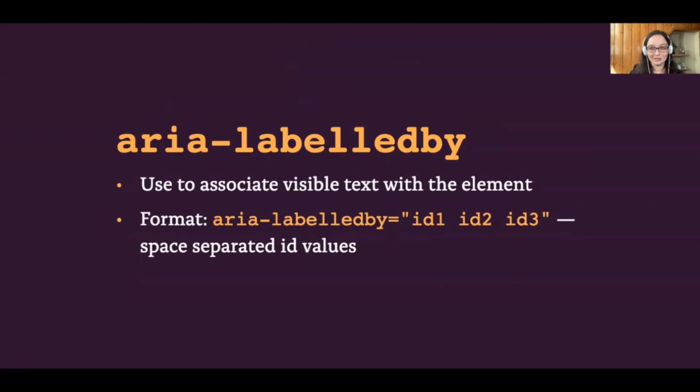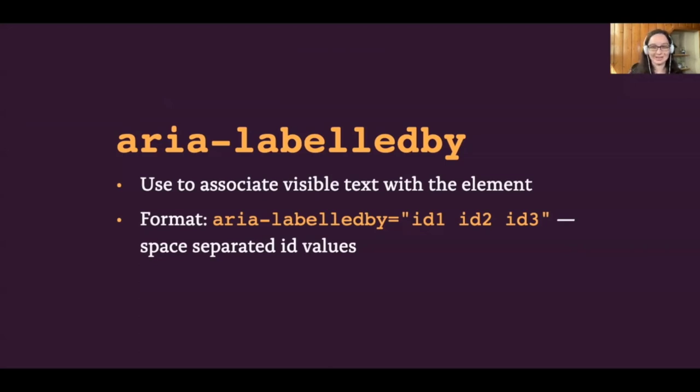Okay. Next, let's look at ARIA labeled by. You want to use ARIA labeled by to associate visible text with that element. So if there's already visible text on the page that could serve as a name, you would want to use ARIA labeled by instead of ARIA label. The format for this is aria-labelledby, with double L's for the second L group, equals quote, and then space separated ID values. So in this example, I have aria-labelledby equals quote ID 1 space ID 2 space ID 3. And this can be a little bit confusing, so that's why examples are so important.